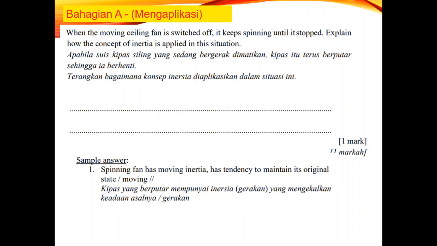So still remember in the first two slides, I did mention that for each item, there is a question we tested on application, right? So this is an example of the application questions. When the moving ceiling fan is switched off, it keeps spinning until it stops. Explain how the concept of inertia is applied in this situation. So this is an example of the application question that you need to answer. So the sample answer that you can write down: spinning fan has a moving inertia and has the tendency to maintain its original state, that is a moving state.